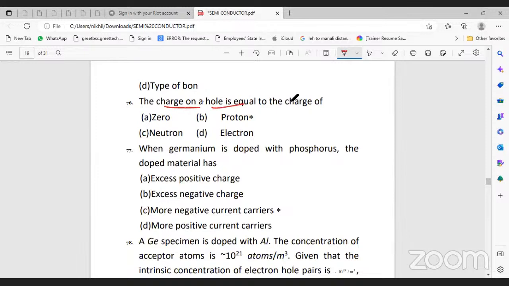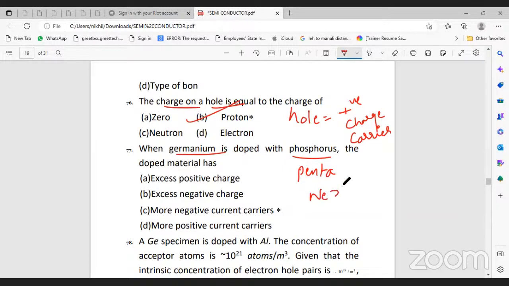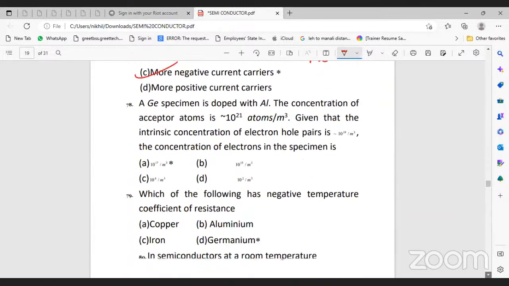The charge on the hole is equal to the charge of a proton because a hole is a positive charge carrier. So it should be a proton. When germanium is doped with phosphorus, phosphorus means pentavalent. Number of electrons should be more than the number of holes. So more negative current carriers.